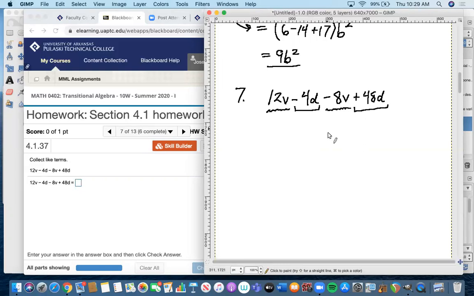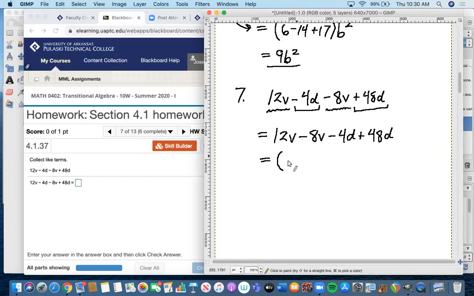Okay, so I'm going to use an extra step on this problem, and I'm going to write the like terms next to each other. So this is 12V minus 8V, putting those next to each other, and then minus 4D plus 48D. I'm putting the terms with the same variables next to each other, and now I can do what I did before. Again, these are extra steps because we're learning it.